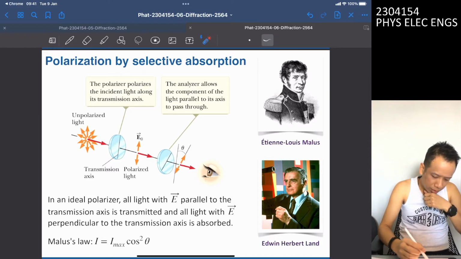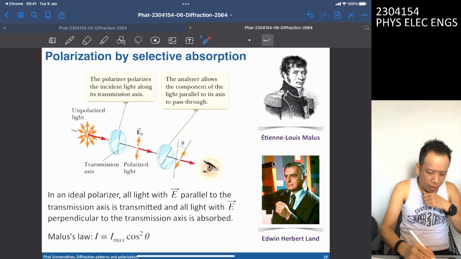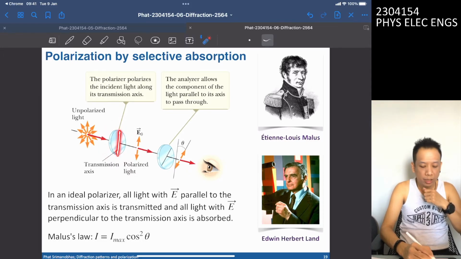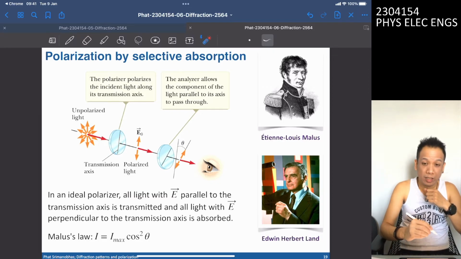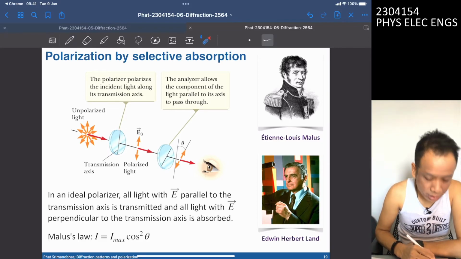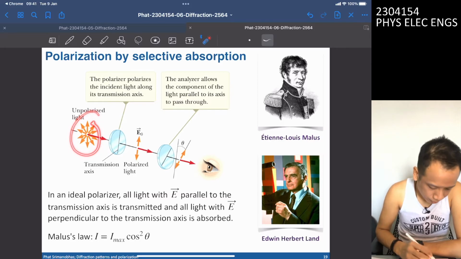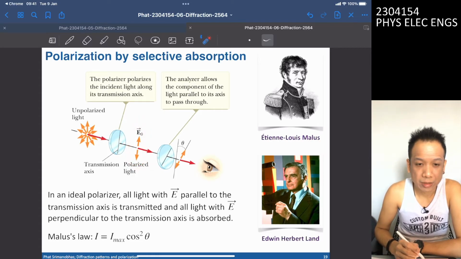So this is how the system looks. You first have the polarizer. The polarizer has a transmission axis. Only light whose electric field direction is the same as the transmission axis can pass. In this case, you're starting from unpolarized light, so the electric field that oscillates in this direction can pass, and you have polarized light.